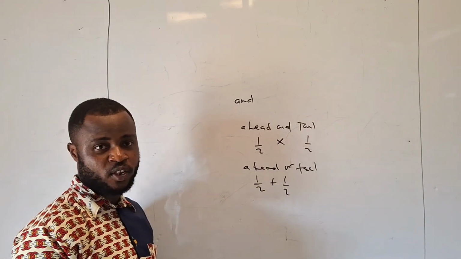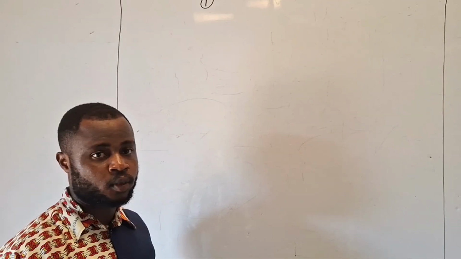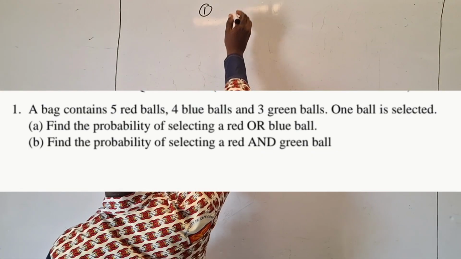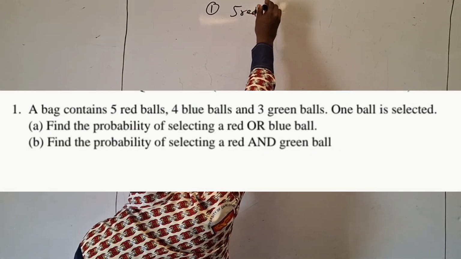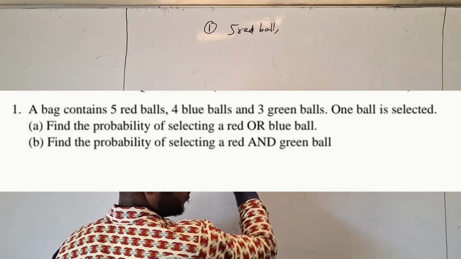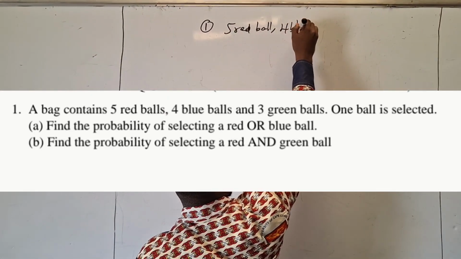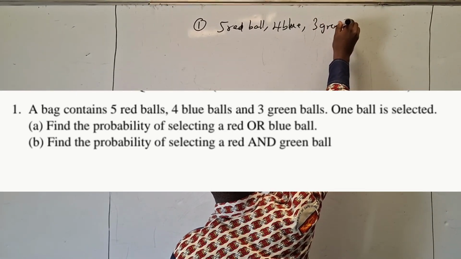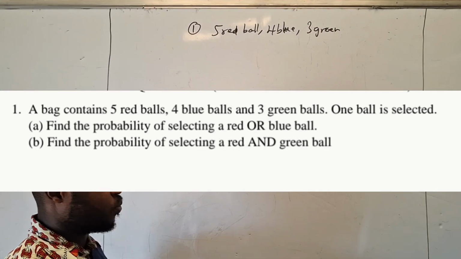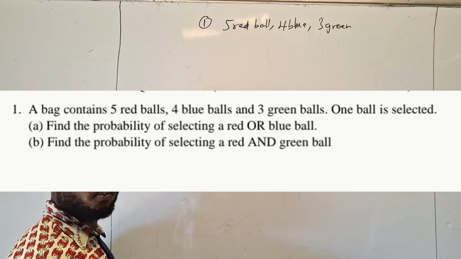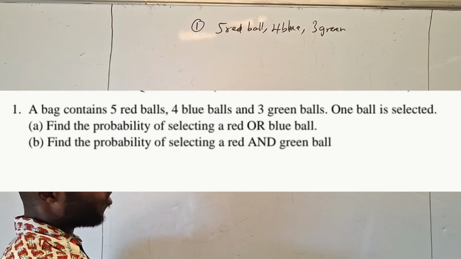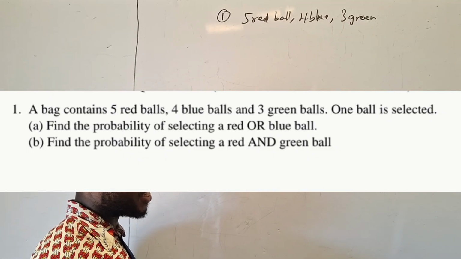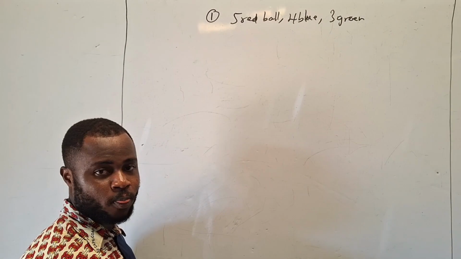So we are going to take our first question on this type. Now the first question says that a bag contains 5 red balls, then 4 blue balls, then 3 green balls. A, find the probability of selecting a red or blue ball. A red or blue ball. And the B says find the probability of selecting a red and a green ball.